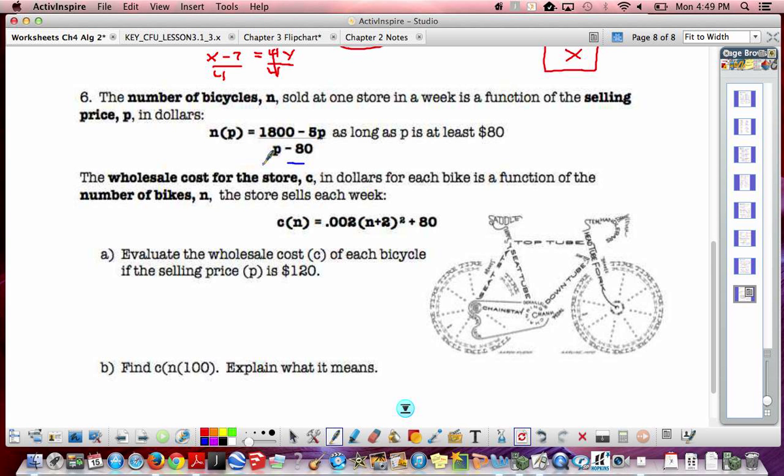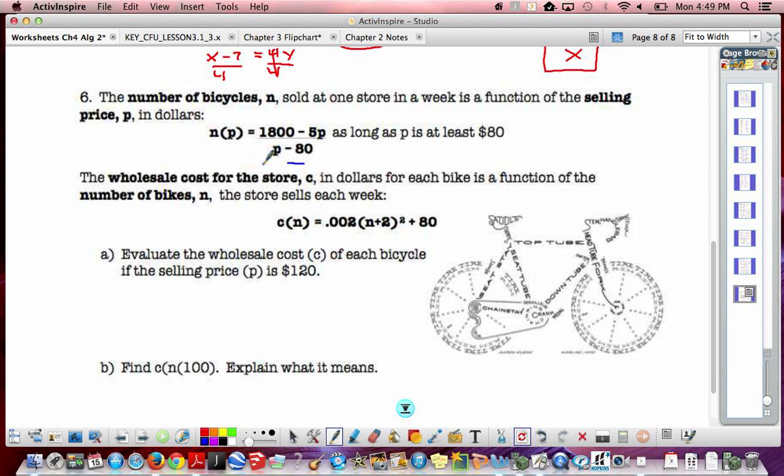The wholesale cost for a store C, cost in dollars for each bike, is a function of the number of bikes N the store sells each week. C of N is equal to 0.002 times (N plus 2) quantity squared plus 80. Evaluate the wholesale cost C of each bicycle if the selling price is $120.